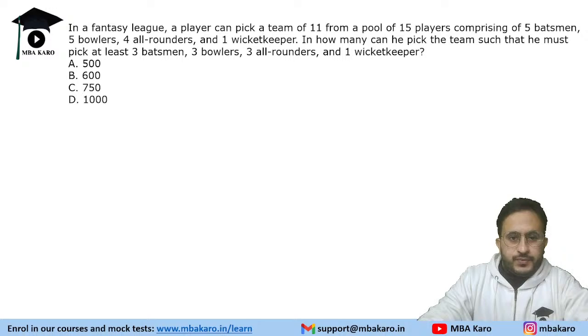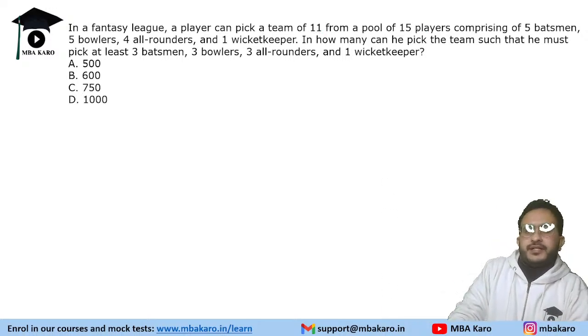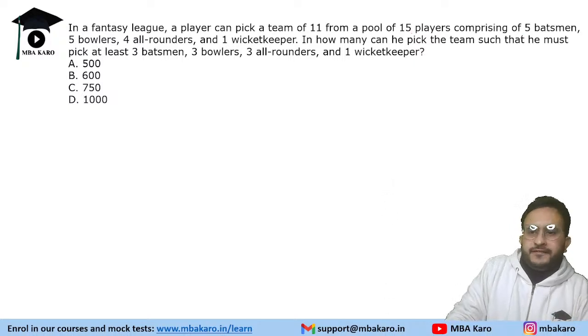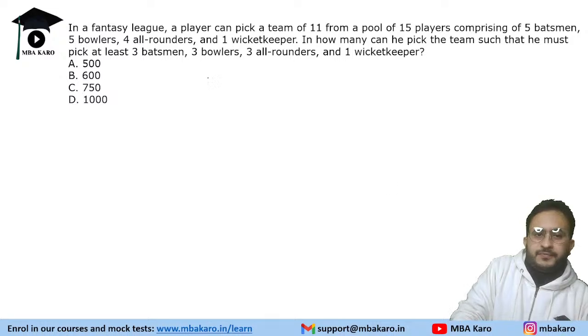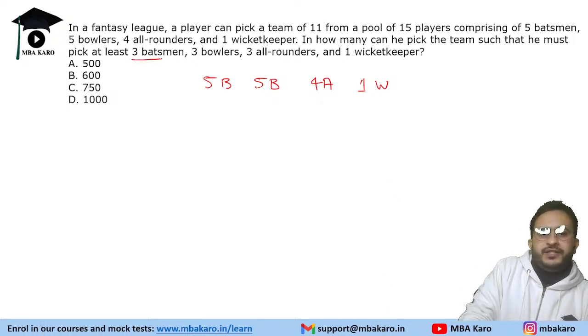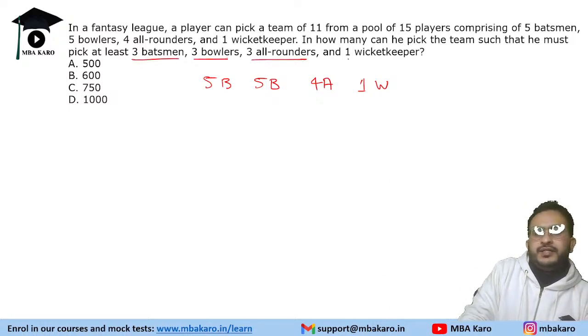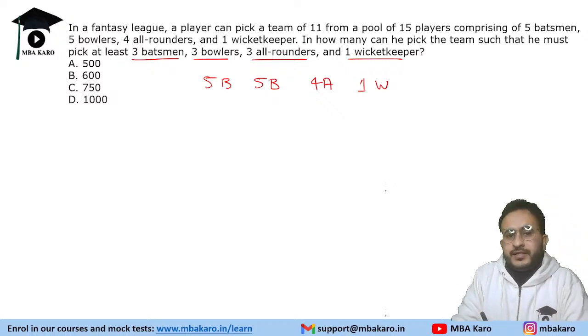So let's see this one. Okay, so you have to pick 11 players out of 15. There are 5 batsmen, 5 bowlers, 4 all-rounders, and 1 wicket-keeper. So he has to pick 3 batsmen, 3 bowlers, 3 all-rounders, and 1 wicket-keeper. That is the minimum. Okay, so you need to pick this.